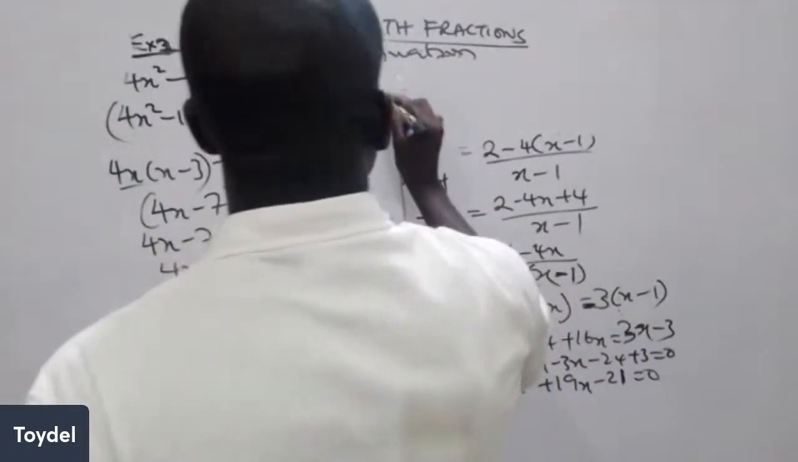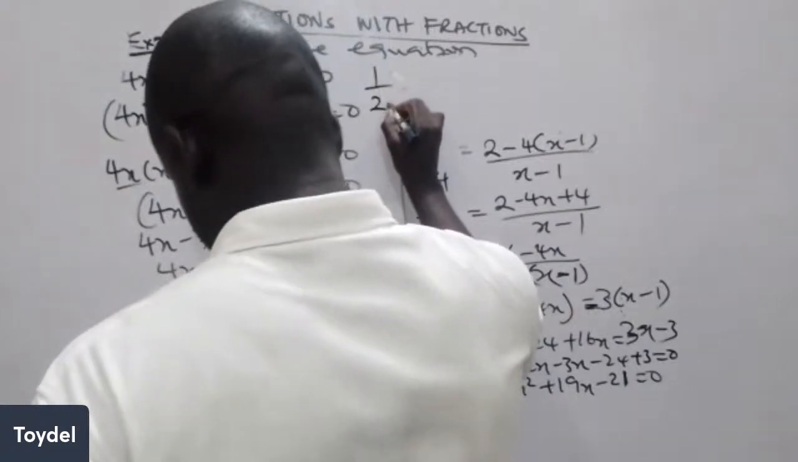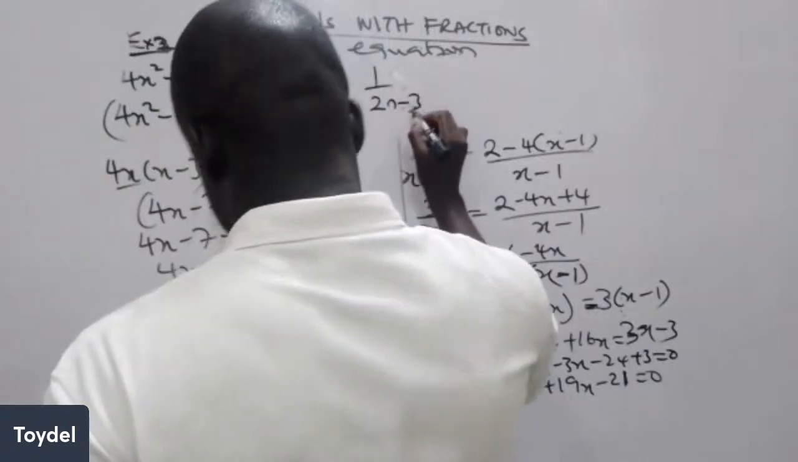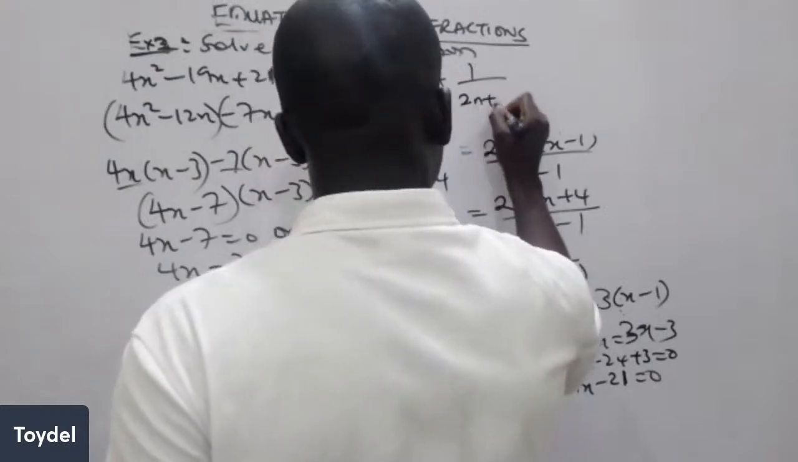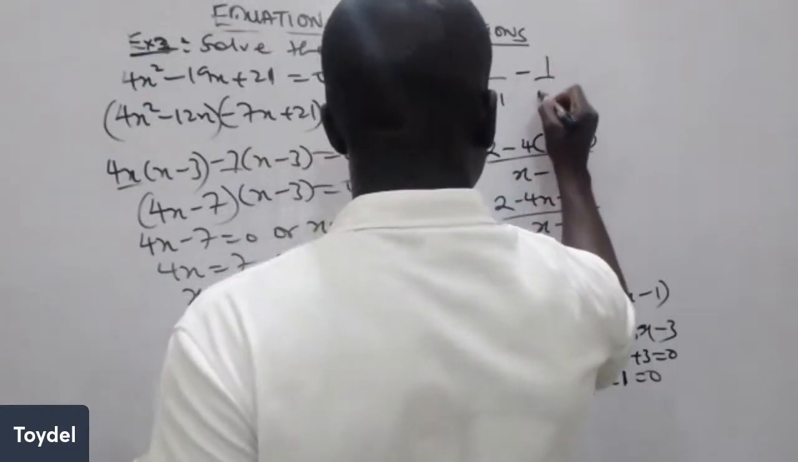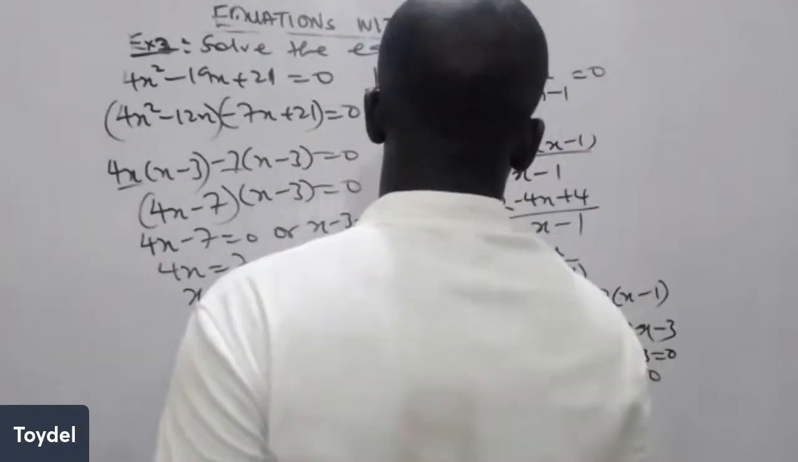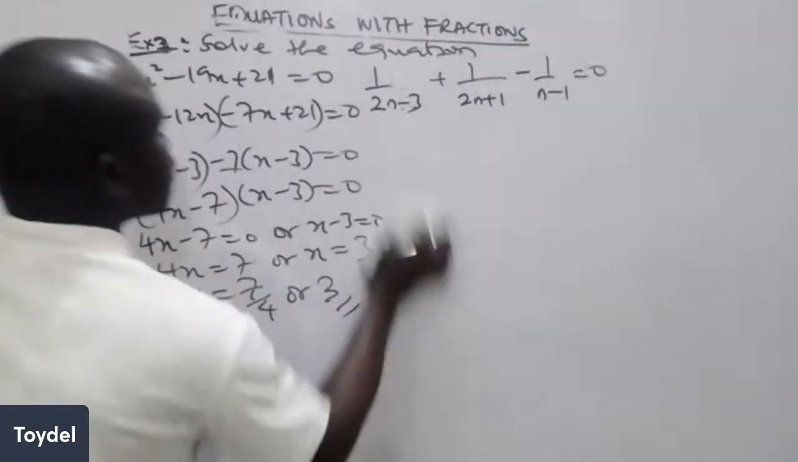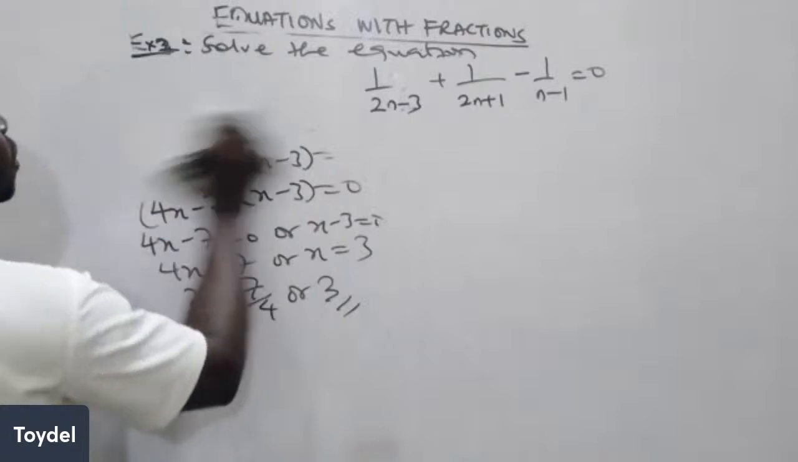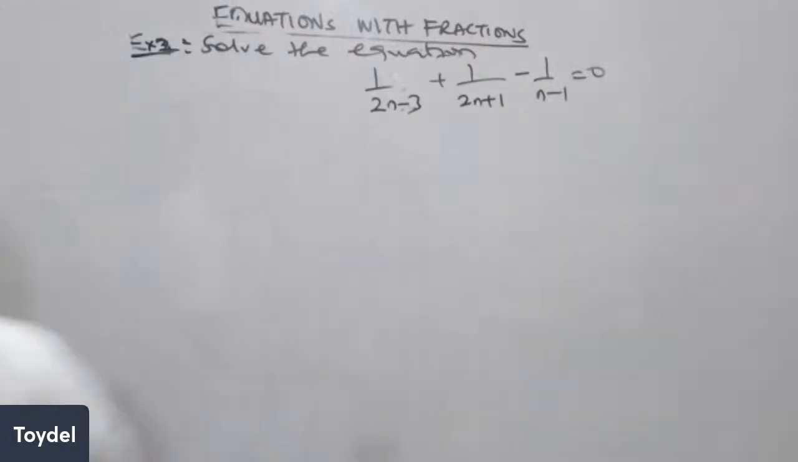Let me write it here. The equation is 1 all over 2n minus 3 plus 1 all over 2n plus 1 minus 1 all over n minus 1 equal to 0. So this is the equation. So how do we solve this equation?